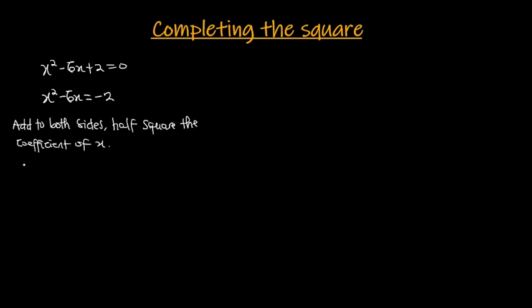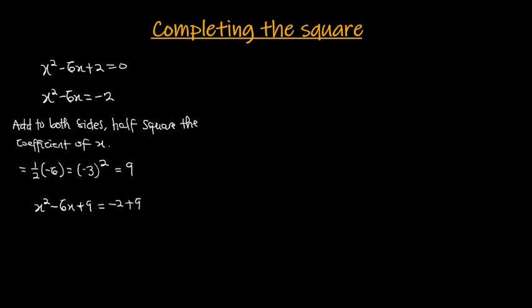What is the coefficient of x here? It is negative 6. So I find half of negative 6, which gives me negative 3. The expression says half squared, so now that I found the half, I need to square it. Negative 3 squared is 9. So this is half squared, and I need to add it to both sides of the equation. So I have x squared minus 6x plus 9 is equal to negative 2 plus 9.